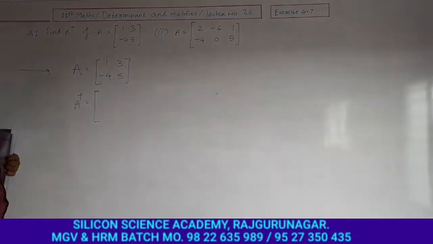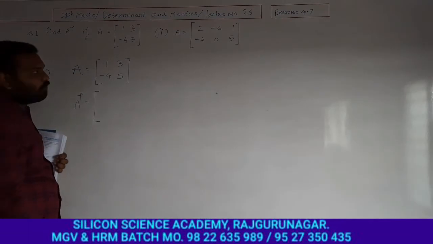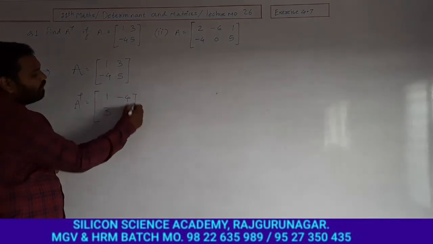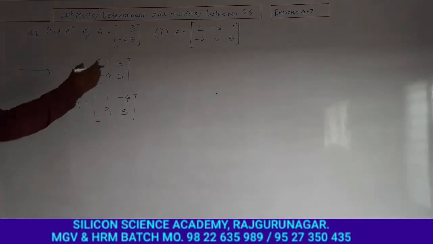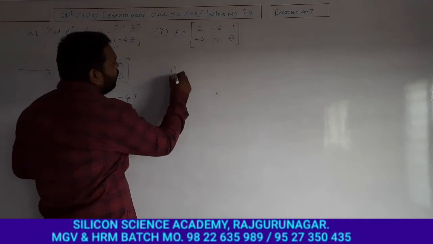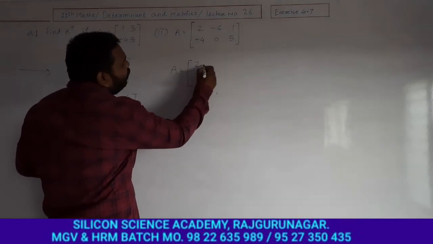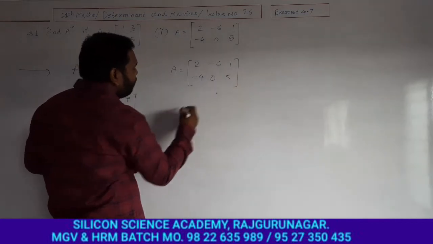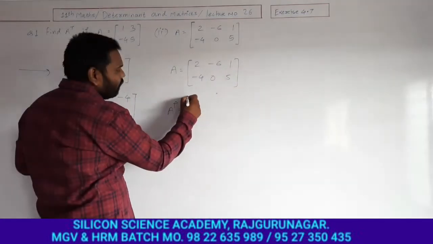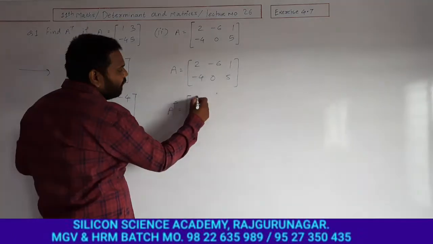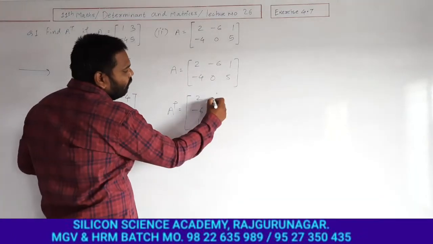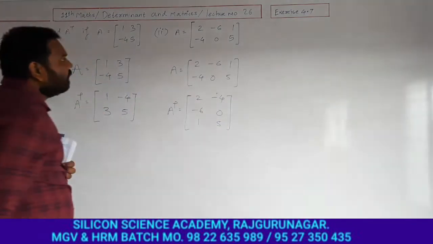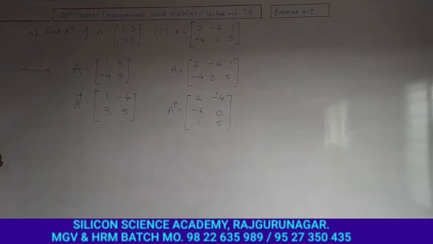So transpose we already studied, how to find a transpose. That is [1, -4; 3, 5]. This is the transpose. The second example is A is equal to [2, -6, 1; -4, 0, 5]. What is A transpose? Rows become columns: [2, -4; -6, 0; 1, 5]. This is A transpose. This is the first example.